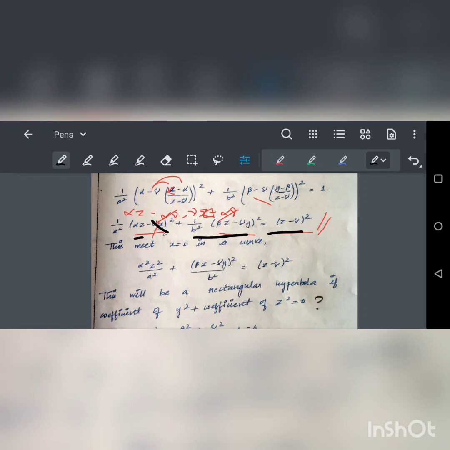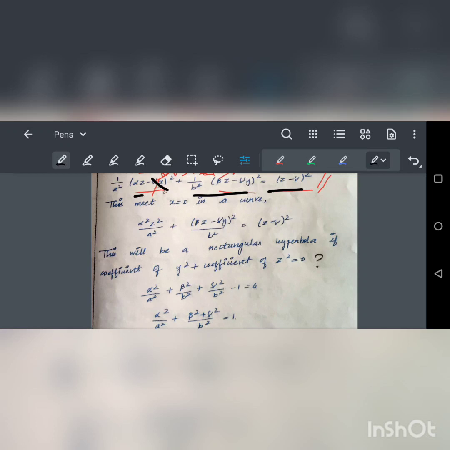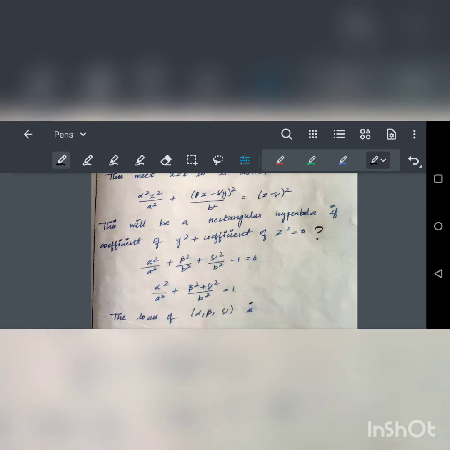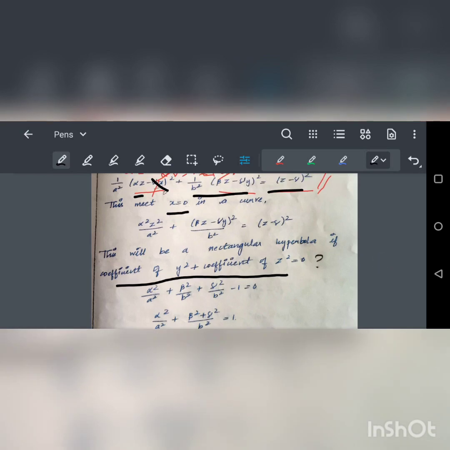As I have told you in the class previously, the given conic will be a rectangular hyperbola if it satisfies certain conditions. The condition is that the coefficient of y square plus the coefficient of z square is equal to 0. Because we have x equal to 0, it is not necessary for us to consider that one. So it is enough to consider the coefficient of y square plus the coefficient of z square equal to 0. Here, let us collect the coefficients of the y square and z square terms.